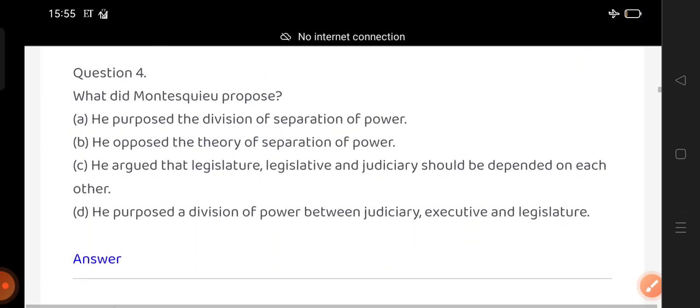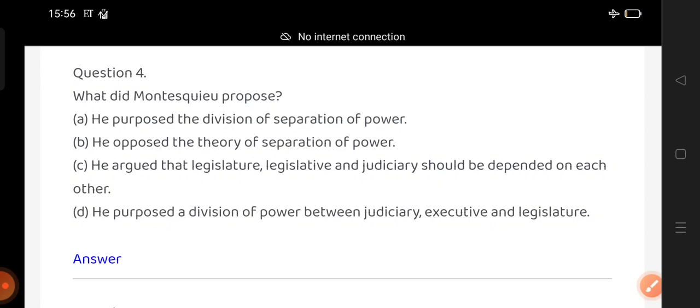Now let's move to question number 4. What did Montesquieu propose? Options are there. Just go through the options properly, seriously. So take your time, just think and answer. If you are ready, then tell me. Now let's begin the counting.